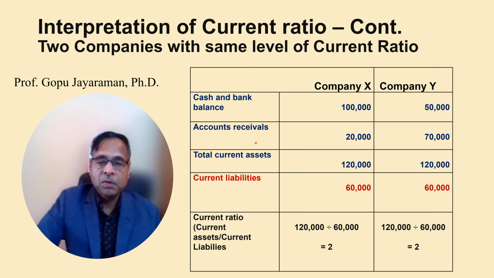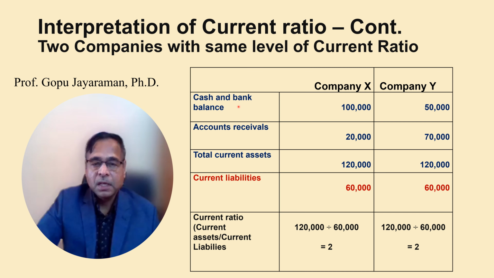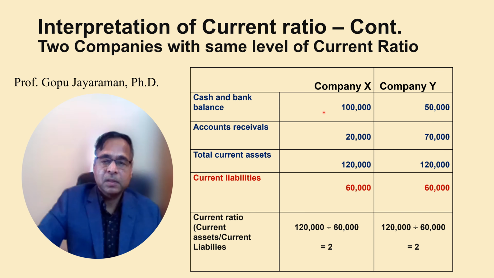But accounts receivable of X is 20,000, whereas Y is 70,000. So the cash and bank balance is already within the hands of the company. The company can draw the money from the bank at any time or use the existing cash balance at any time to meet its short-term obligations. In that case, company X is in a better position because it has a high level of highly liquid current assets, 100,000 here, whereas Y is just 50,000.